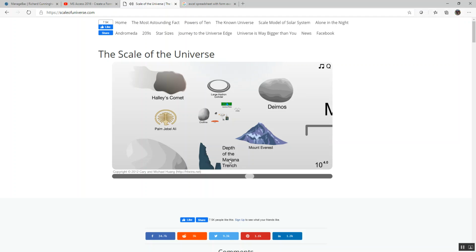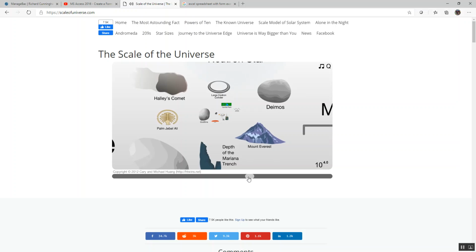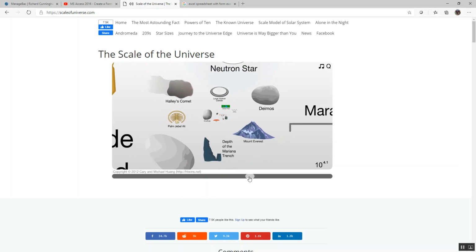What's the Marianas Trench? Anyone? Yep, the deepest point in the ocean. Do you know whereabouts it is? I thought it was the Atlantic, but it might be the Pacific. Is it the Pacific? Yeah. Cool. So yeah, it's the deepest point of the ocean.